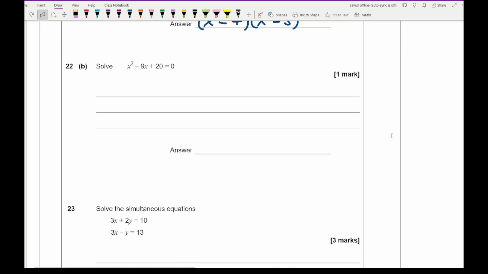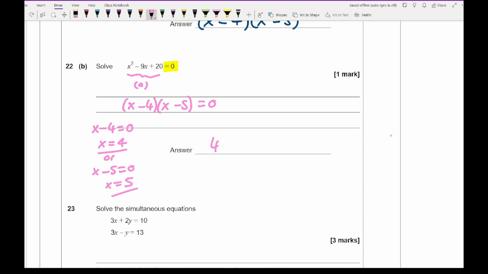Moving on to 22b, it says solve, and we want to solve this. So the first thing you want to check is, is it equal to 0? Yes, it is. So we don't need to do any manipulation. So next what we want to do is factorise this. Now this is the answer in part A. So it's x minus 4, x minus 5 equals 0. So either x minus 4 equals 0, in which x must equal 4, or x minus 5 equals 0, in which x equals positive 5. So here the two answers are 4 or 5.